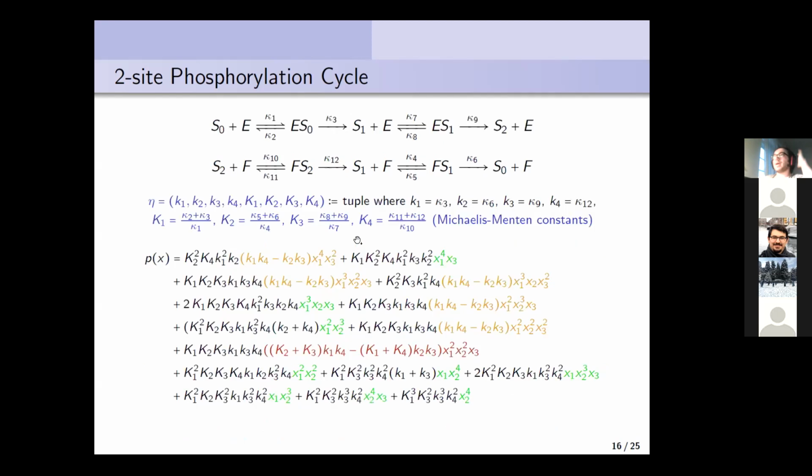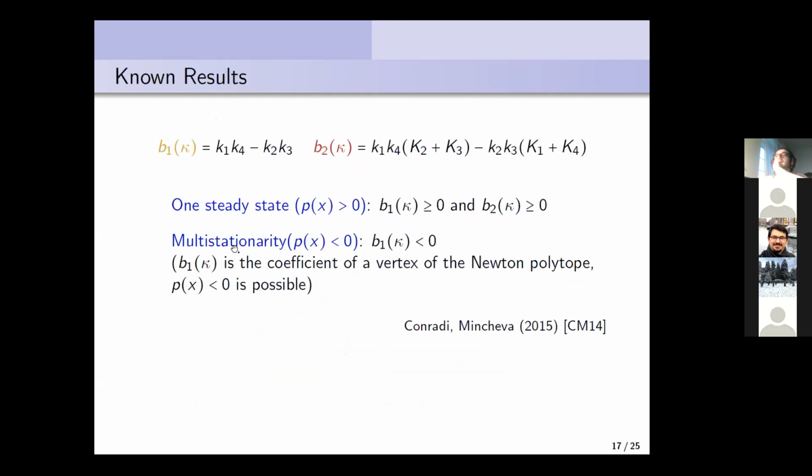So okay, we had this polynomial. We want to show for which kappa i's and big K's this guy is positive, essentially. So we said that we have only one steady state if these both are positive, and we have multistationarity if B1 is negative. So why is this so?